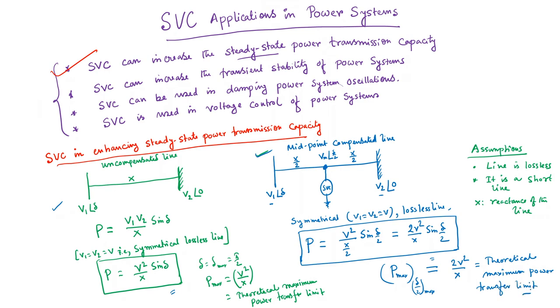Okay. So, now look at the difference between this and this. One is V square by x, another is 2 V square by x. That means, the theoretical maximum power transfer limit of a midpoint compensated line becomes twice the theoretical maximum power transfer limit of an uncompensated line with identical length. Okay, so, let me write this in a comment or remark.